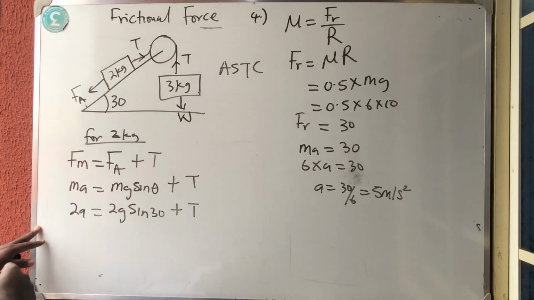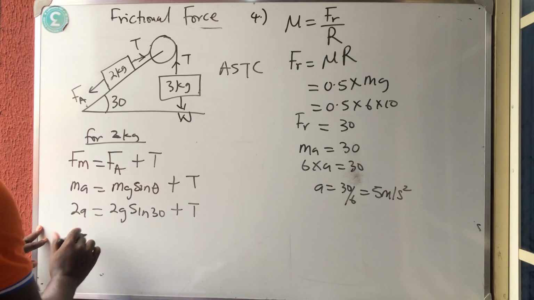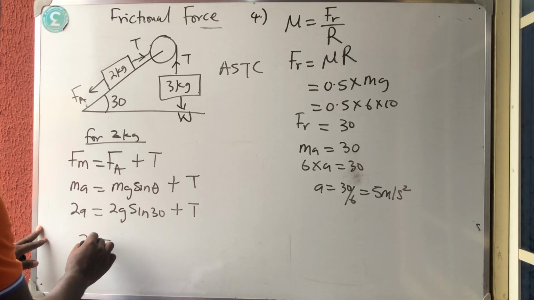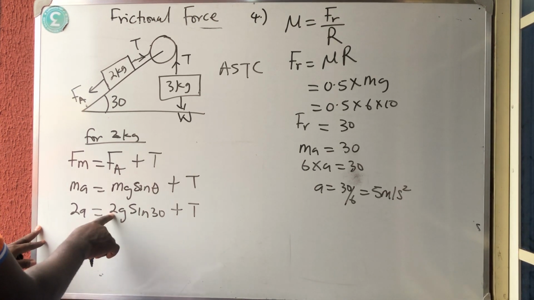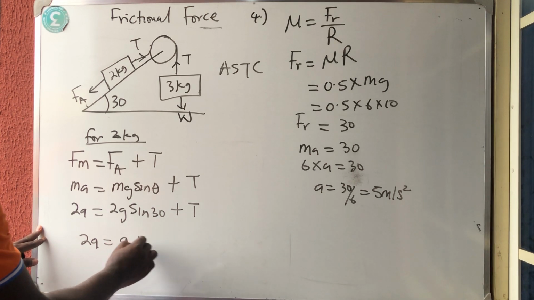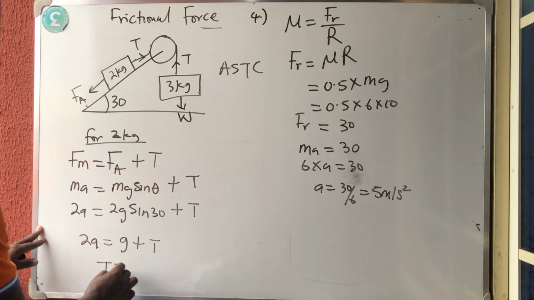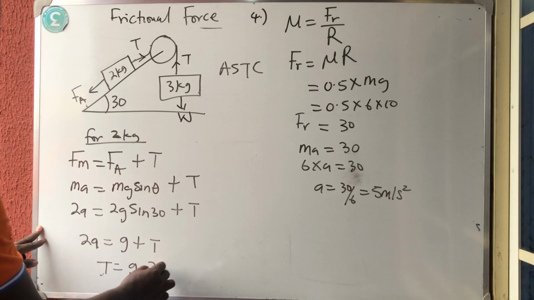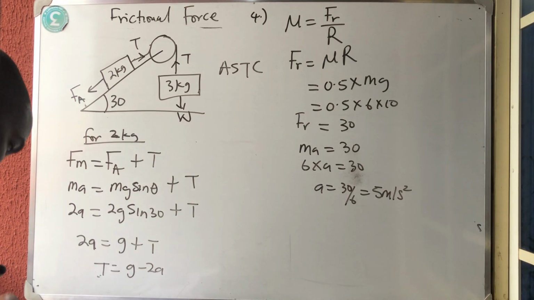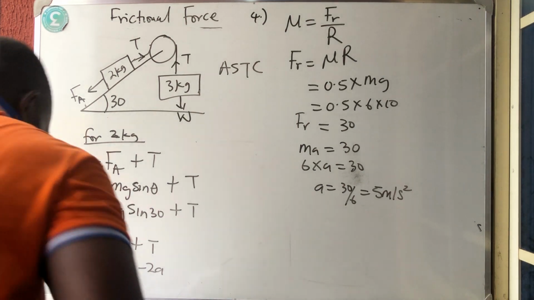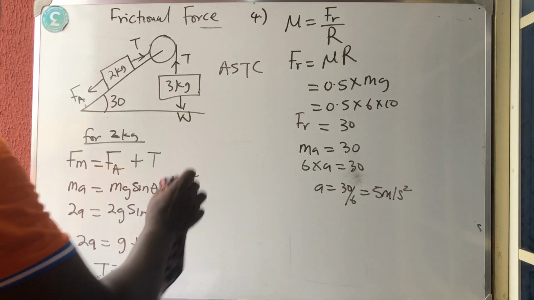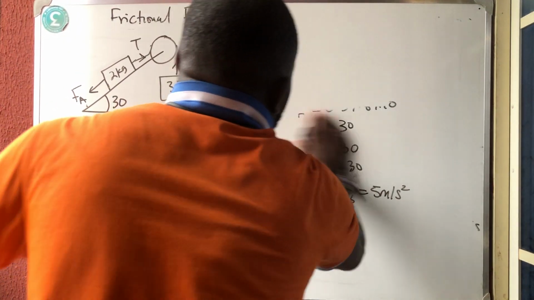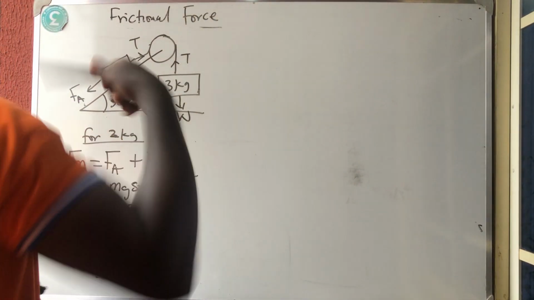So what do I have now? That 2A is equal to, this half times 2 cancels, so I'm having only G here, plus T. So my tension is G minus 2A. My tension is G minus 2A. Okay, so let us do for the 3 kg mass.